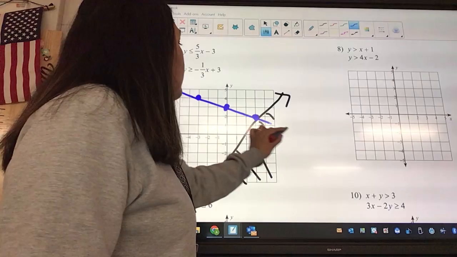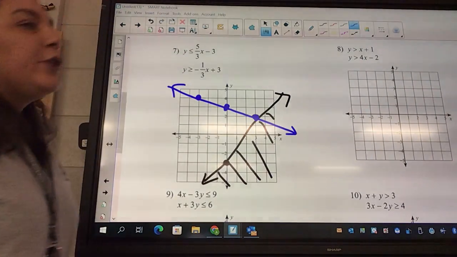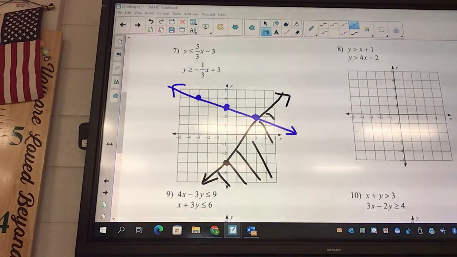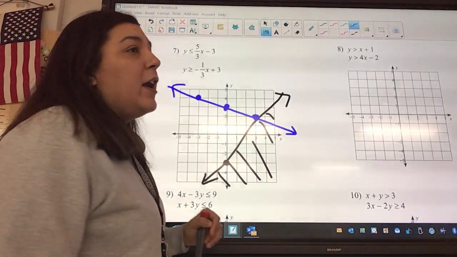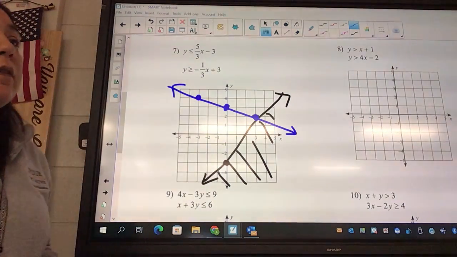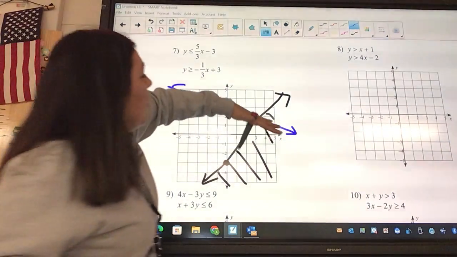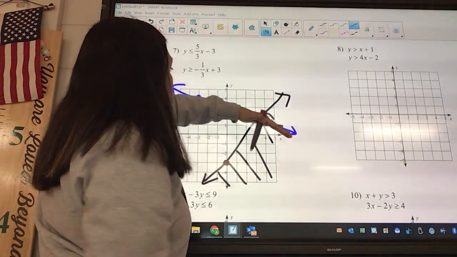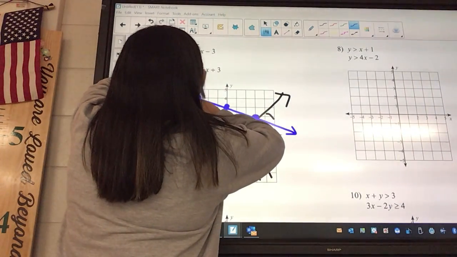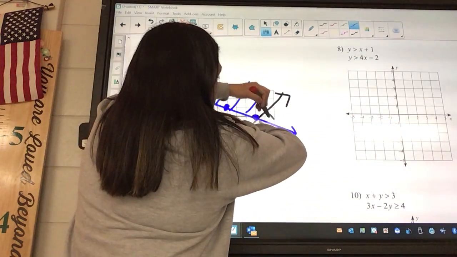Solid line. Okay, now pretend like the black one is not there. If we're just looking at the blue one, this says y is what? Greater. Okay, so are we going to shade the +5 side or the -5 side? +5 side. So that means everything above the blue line is going to get shaded.